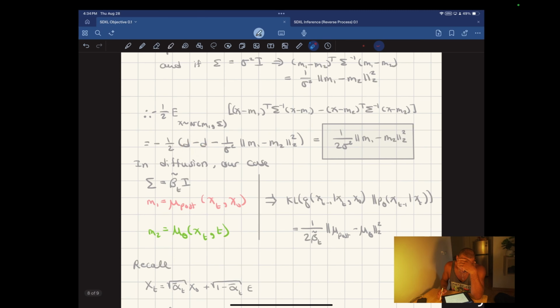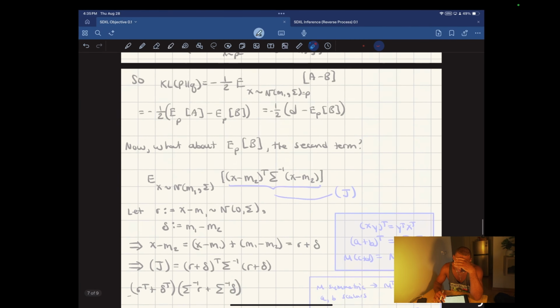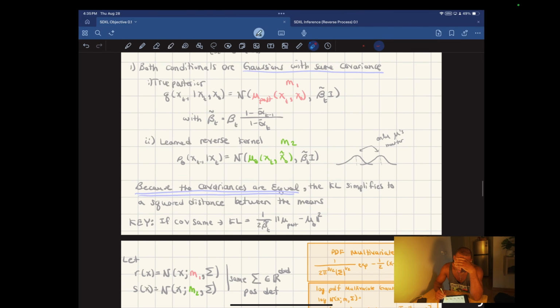Those cancel, and then this cancels, and then this multiplies with this, and we're left with this, where it's the squared L2 norm of these 2 means. Okay, just like we showed in this tiny little image up here, because the variances are the same. So we know that the KL divergence is just going to be looking at the difference between these 2 means.